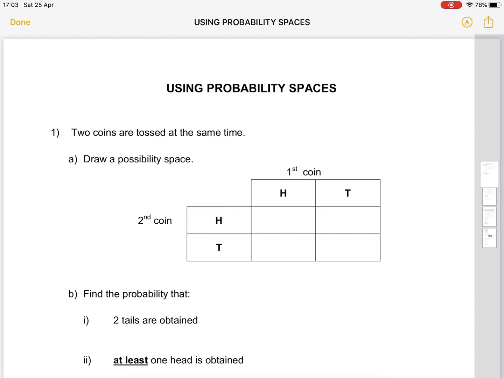Two coins are tossed at the same time. Draw a possibility space. As we mentioned during the last lesson, since the two coins don't have any particular name, you can just name them first coin and second coin. You can put them wherever you like. You can put the first coin horizontal and the second coin sideways as I did, or you can flip them.